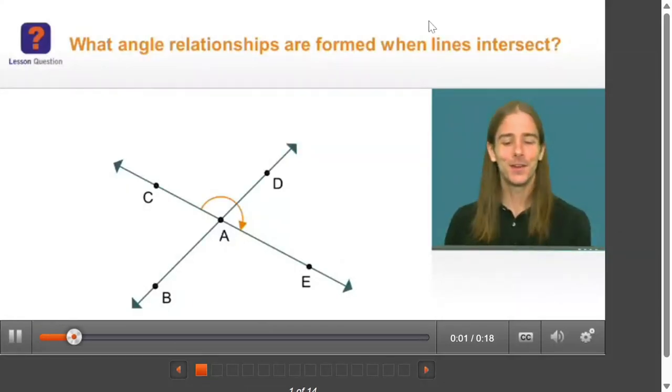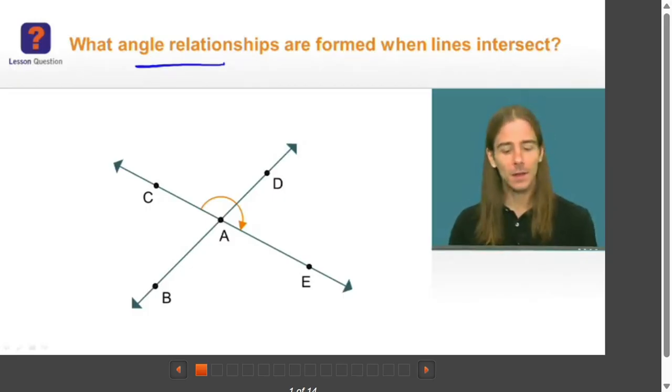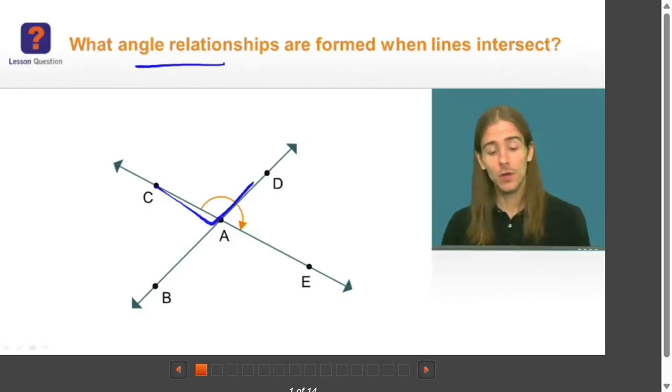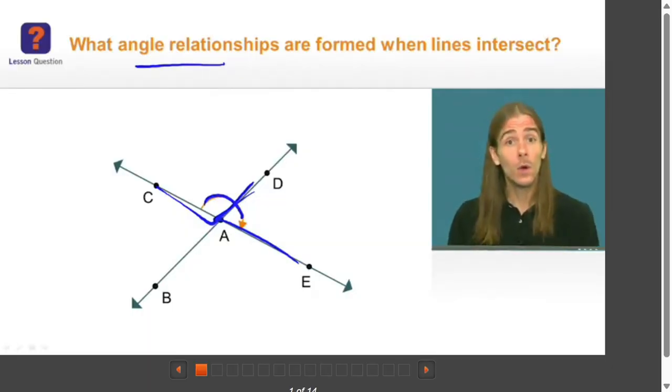In this lesson, we're asking what angle relationships are formed when lines intersect. And we've seen from the angle addition postulate that when we have two adjacent angles, their measures sum to the measure of the larger angle they create. Well, let's see what happens when they create a straight angle and what we can say about it.